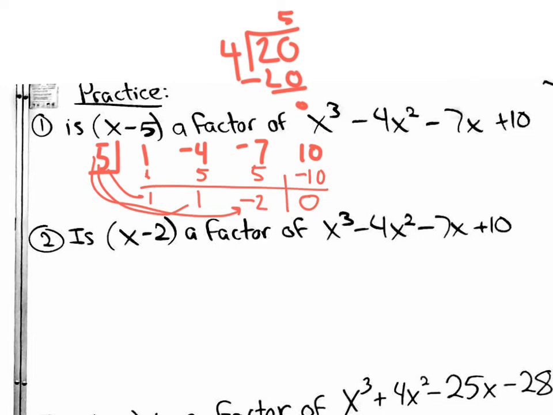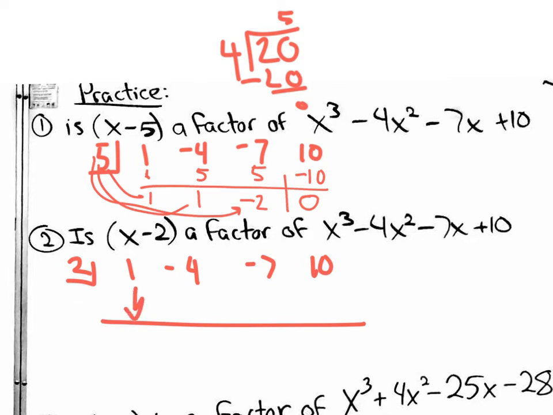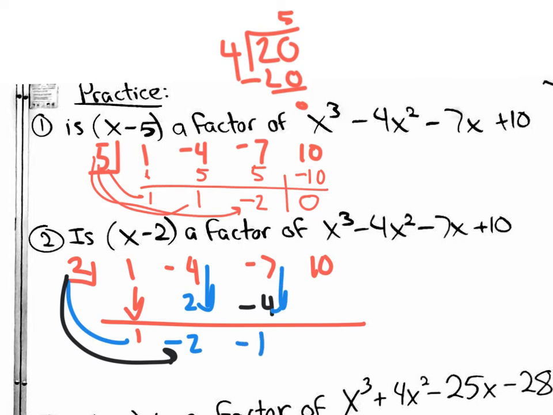Well, let's try it out. That means that inside the box, we're going to have a positive 2, and then we have a 1, a negative 4, a negative 7, and a positive 10. And let's work out synthetic substitution. Bring down the 1. 2 times 1 is 2. Negative 4 plus 2 going down is negative 2. And we have 2 times negative 2. That's negative 4. And negative 7 and negative 4 coming down is negative 11. And 2 times negative 11 is negative 22. And of course, the remainder is not 0.